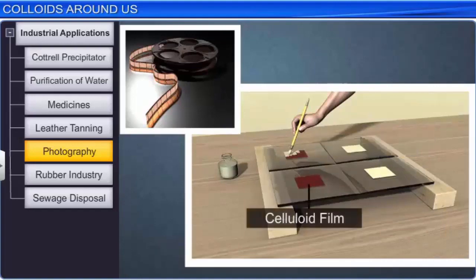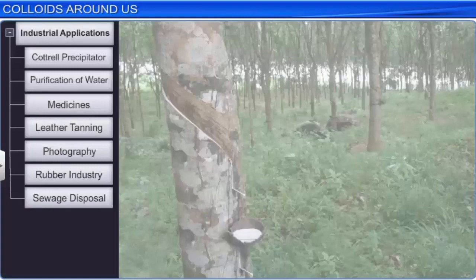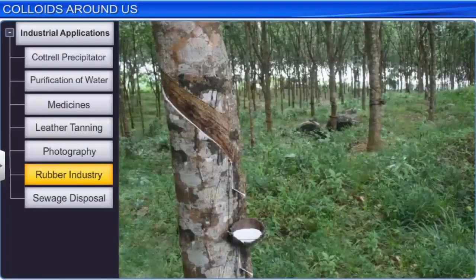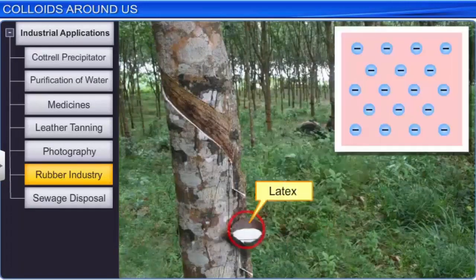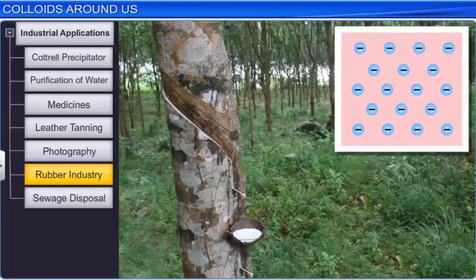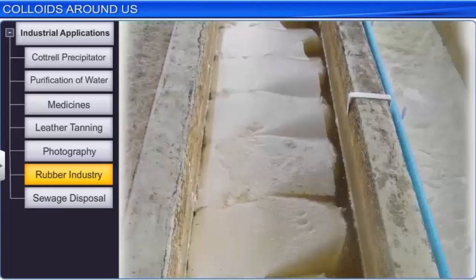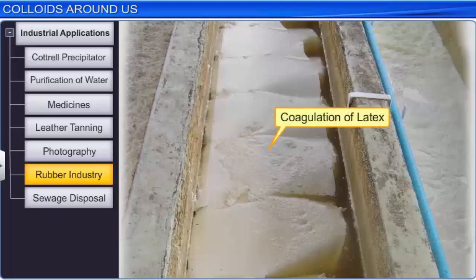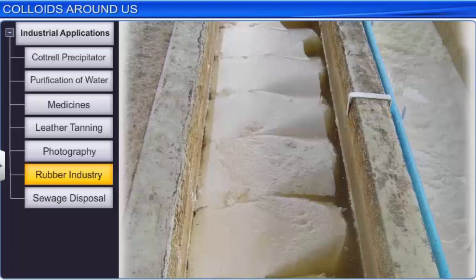Another application of colloidal solutions is in the rubber industry. Latex obtained from rubber trees is an emulsion consisting of negatively charged rubber particles in water. Rubber is obtained by the coagulation of latex. This coagulated mass is later subjected to vulcanization and is sold as rubber.